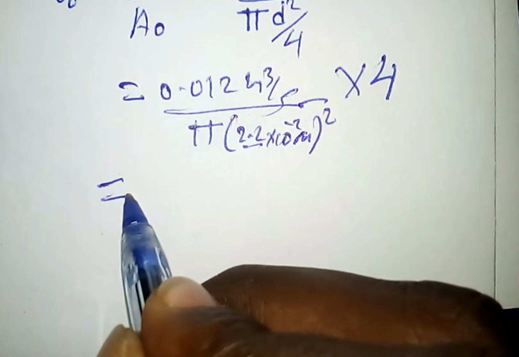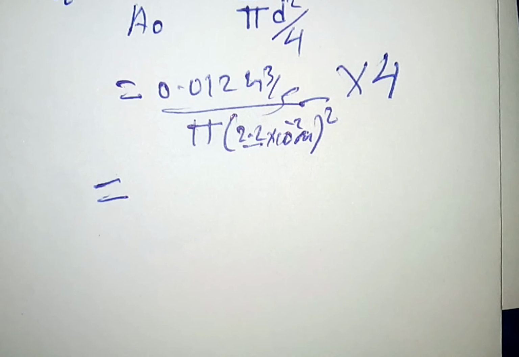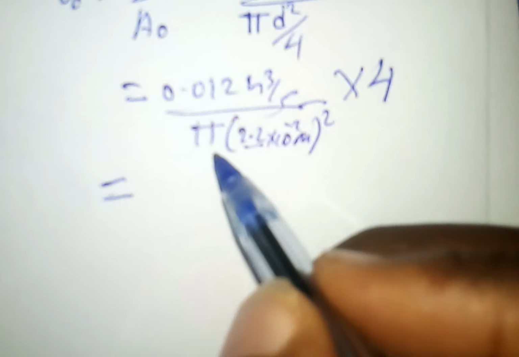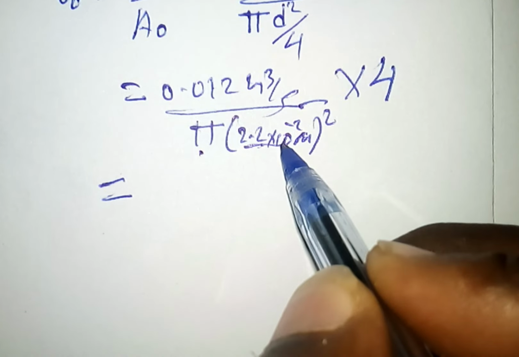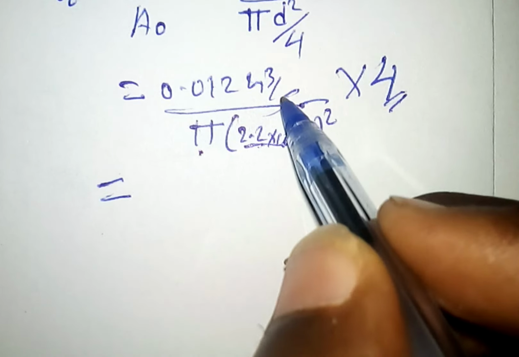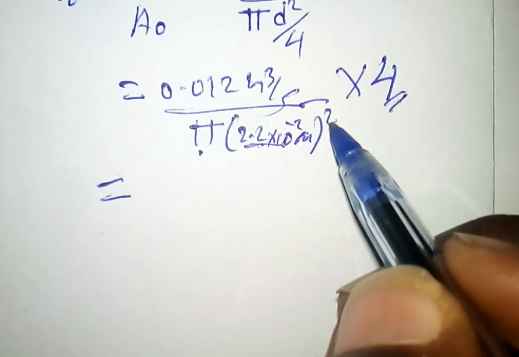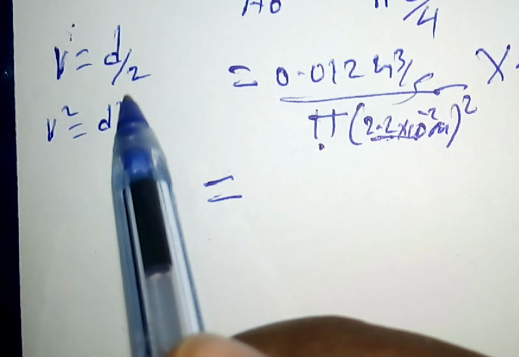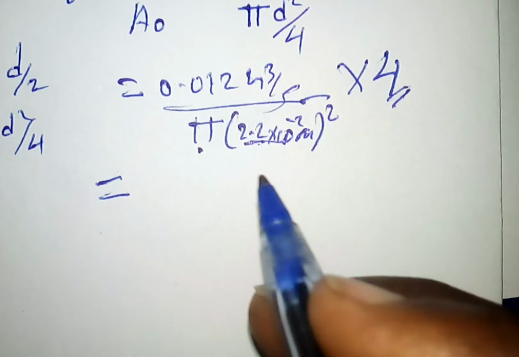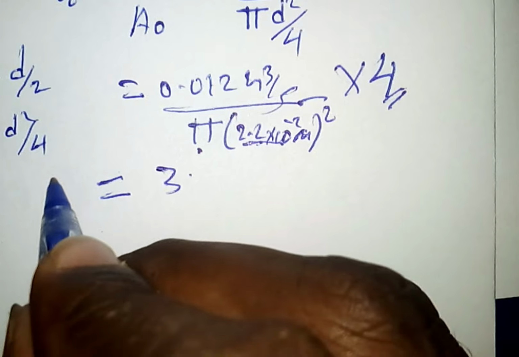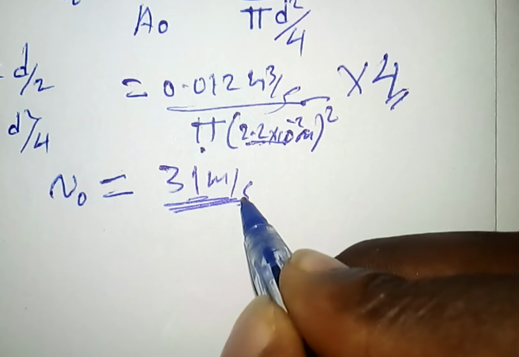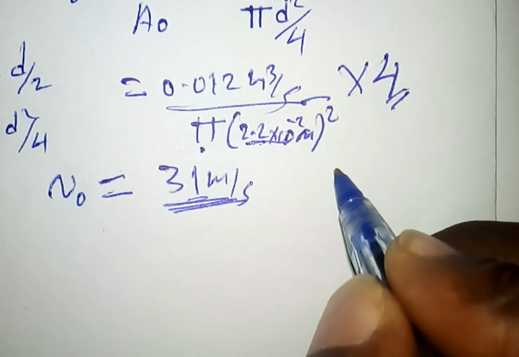So if you multiply these numbers all together, because the flow rate is known, pi is a constant, this is the diameter of the outlet, and I multiplied by 4 because the radius is diameter over 2, so radius squared means diameter squared divided by 4, then the final answer becomes 31. V outlet is equal to 31 meter per second. So the correct answer is alternative C.